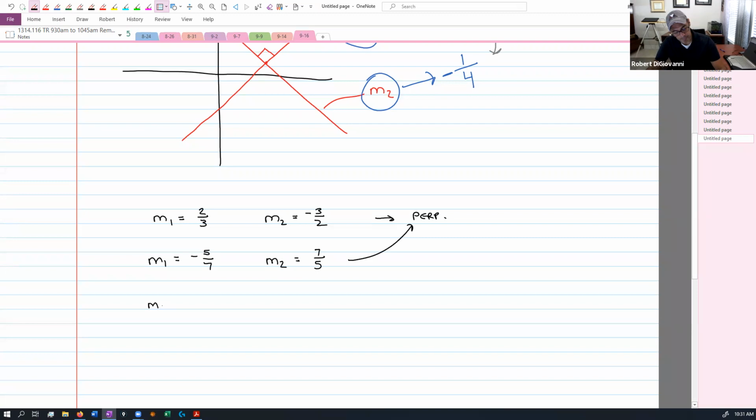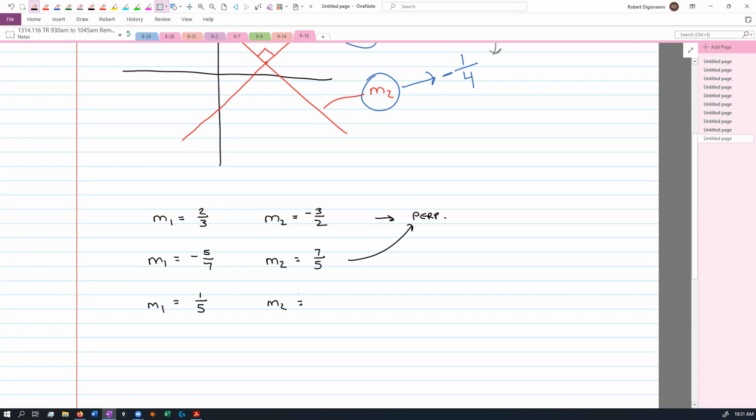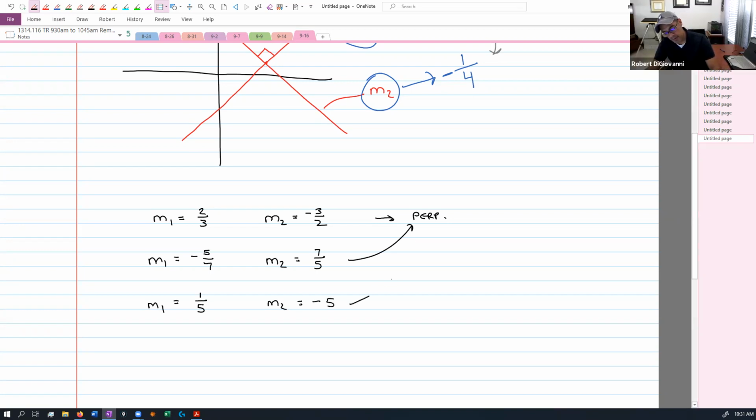How about this one? What if the slope of one of the lines was 1/5? What would the slope of the other one have to be? -5/1, right? Which would just be -5. Then they would be perpendicular. Does this make sense? For parallel, they have to be equal. That's easy to check. But to be perpendicular, they have to be this opposite reciprocal thing, which is a little bit more complicated.